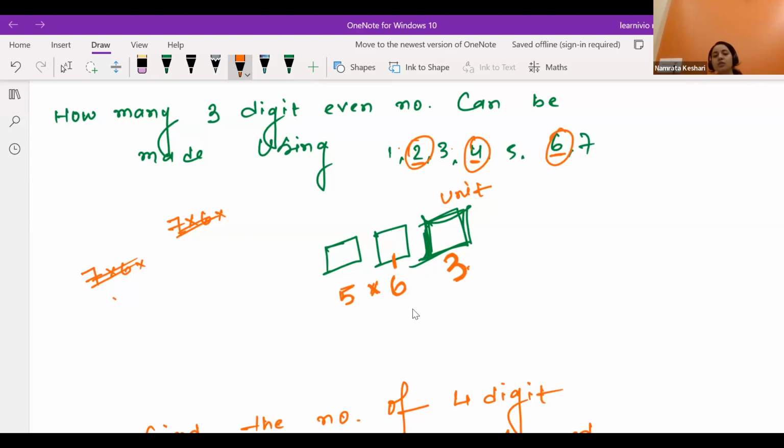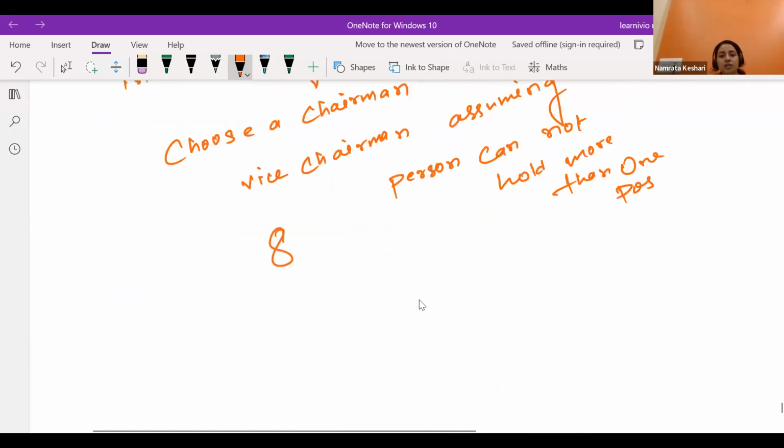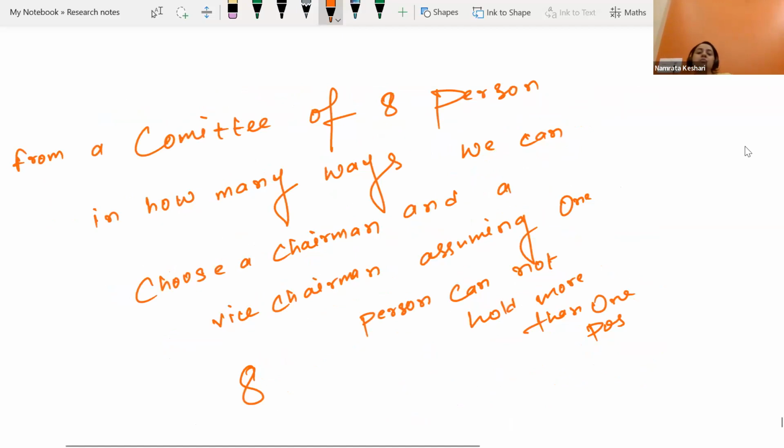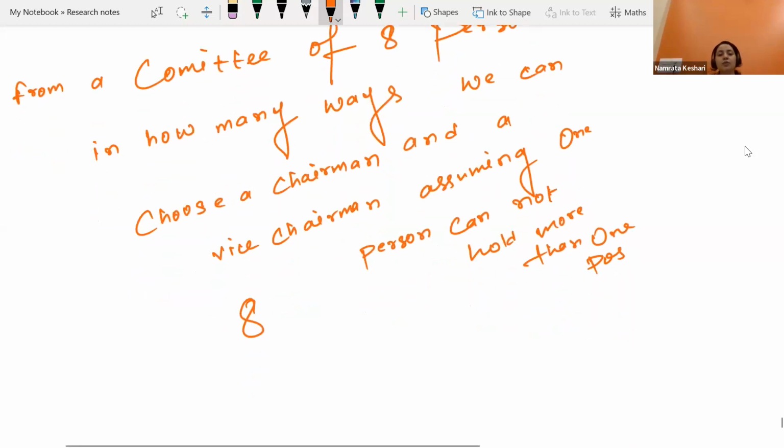This will be the answer: 5 into 6 into 3. This will give us the answer. No need to get confused about that. Whenever we do this type of question, even number, odd number, we will always fix the unit digit. Getting it? Yes, ma'am. There is nothing to get confused about here. There can be a mistake in the question itself, or in the answer given after the question, which happens in the NCERT. So yeah, this way we'll be doing it.